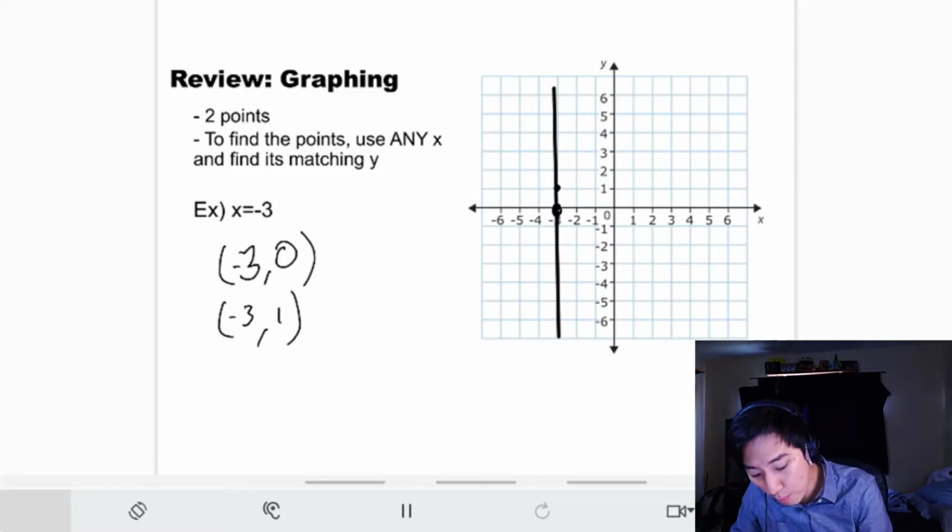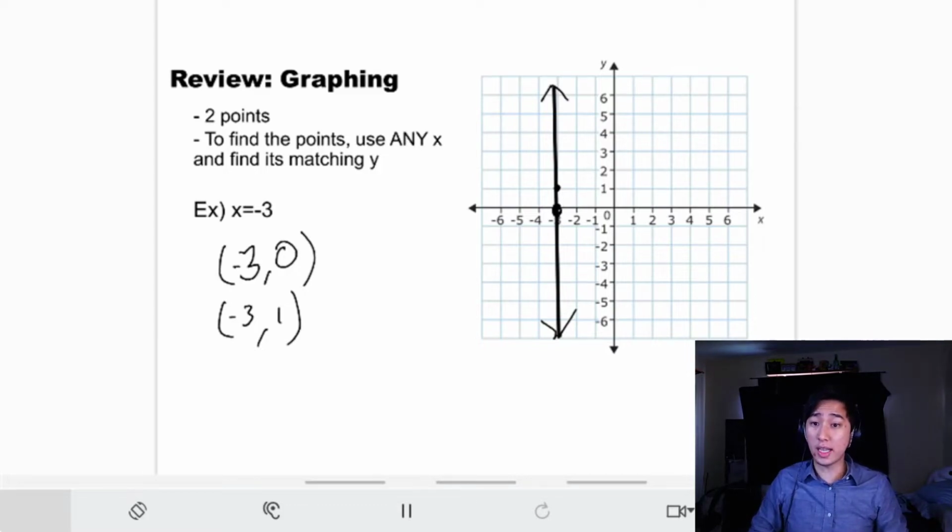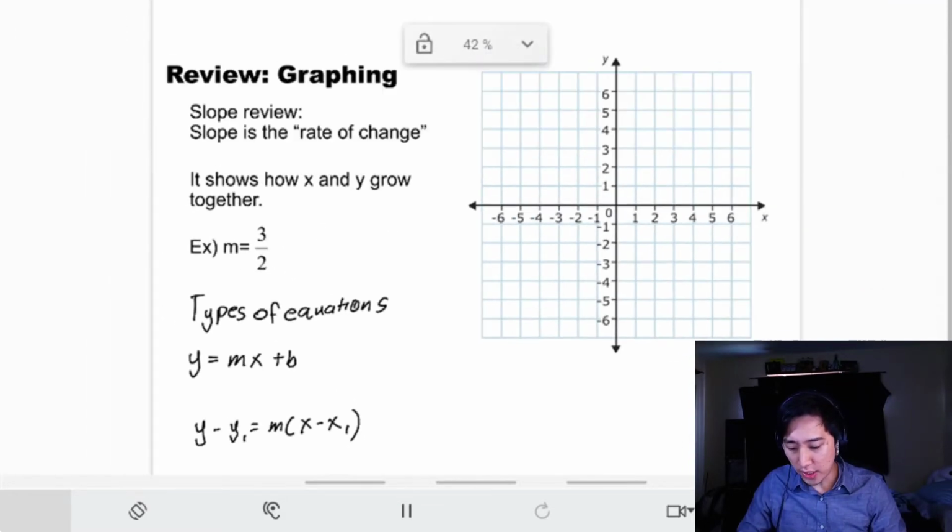Now, if you remember the rule that when we have just x equals, it's a vertical line, and y equals, it's a horizontal line, that's fine. But if you ever forget, just think, what is graphing? All graphing does is it tells me what is the pattern that I'm trying to follow. Okay? All right, moving on.